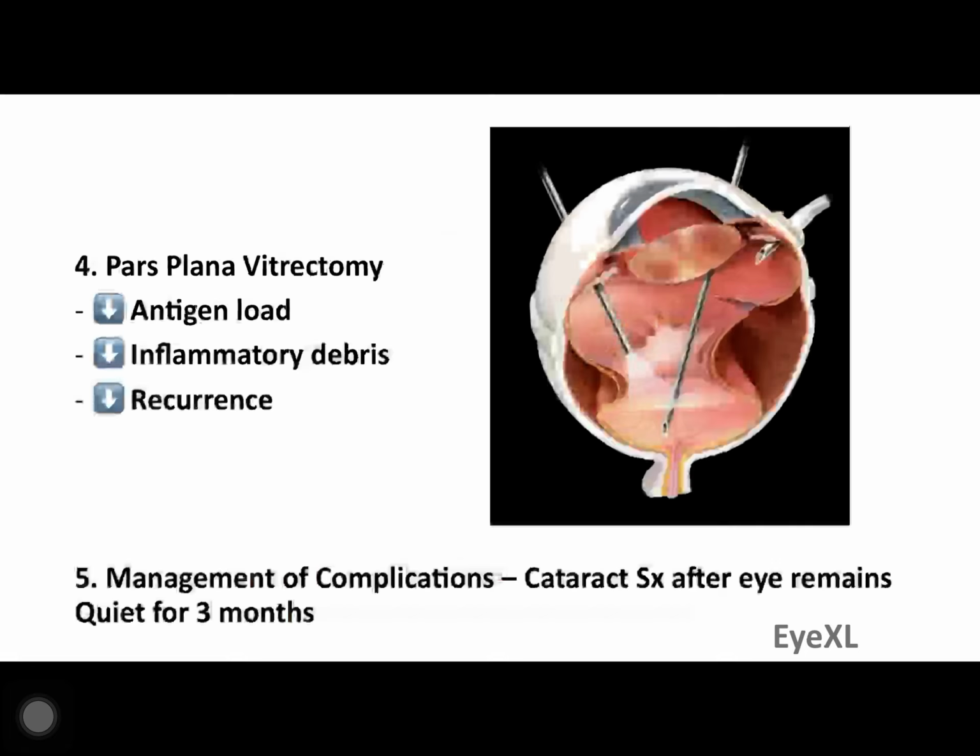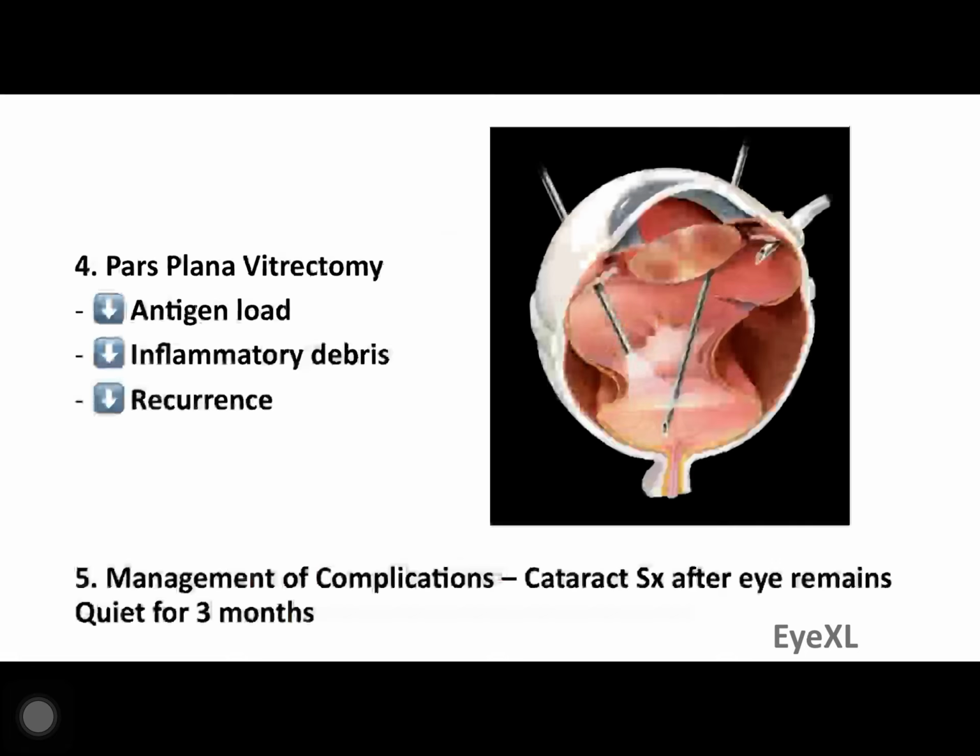But understand, with both cryotherapy, laser therapy and pars plana vitrectomy, there will be a significant visual morbidity. So this is considered only in patients in whom the vision is not expected to improve, in whom the vision has already deteriorated. You will always prefer steroids and immunosuppressants over these two surgical methods.